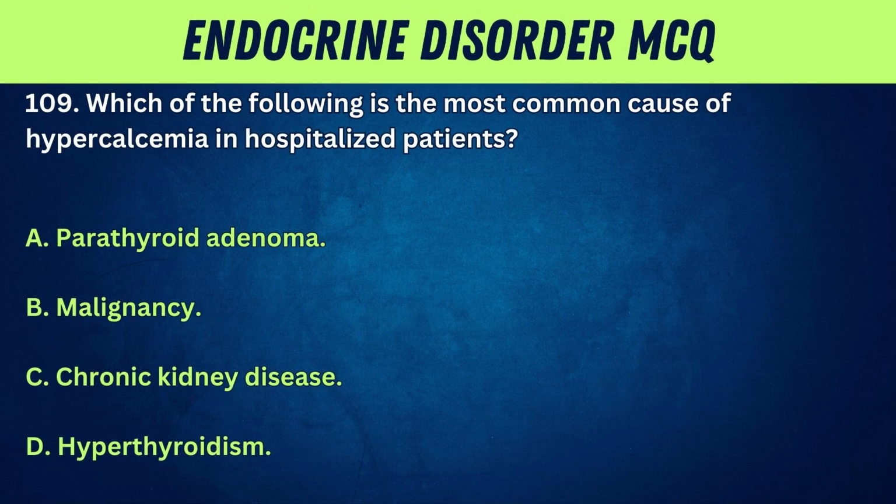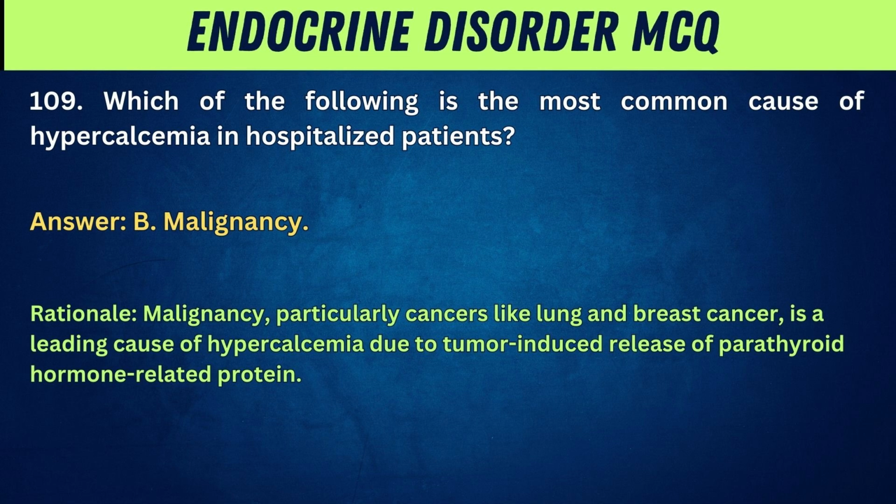109. Which of the following is the most common cause of hypercalcemia in hospitalized patients? A. Parathyroid adenoma. B. Malignancy. C. Chronic kidney disease. D. Hyperthyroidism. Answer: B. Malignancy. Rationale: malignancy, particularly cancers like lung and breast cancer, is a leading cause of hypercalcemia due to tumor-induced release of parathyroid hormone-related protein.